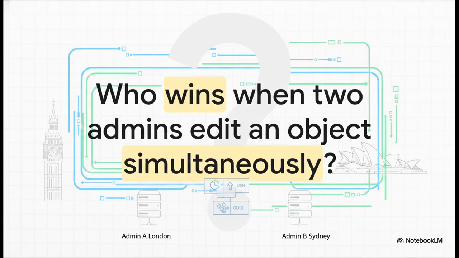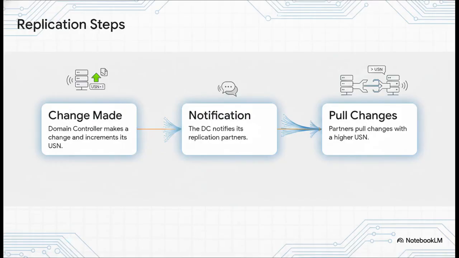Imagine admin A in London and admin B in Sydney change John Smith's phone number at the exact same second. Who wins? Well, Active Directory actually resolves this collision completely silently using 3 tiebreakers. First, the highest update sequence number, or USN, then the latest timestamp, and finally, if it's still a tie, the highest mathematically generated GUID. Let's move on and see how this builds into the actual replication process.